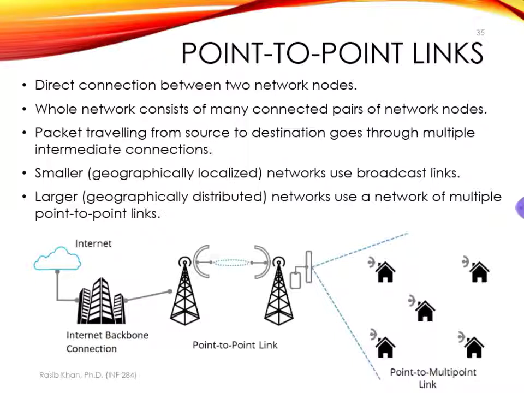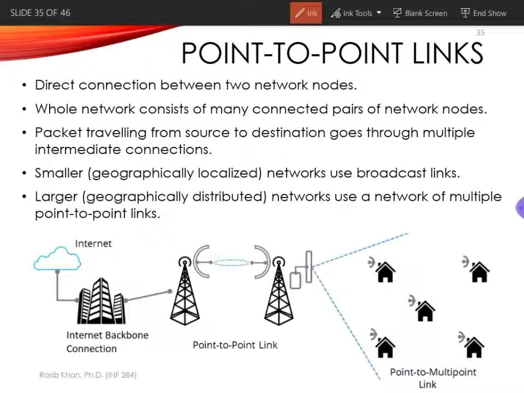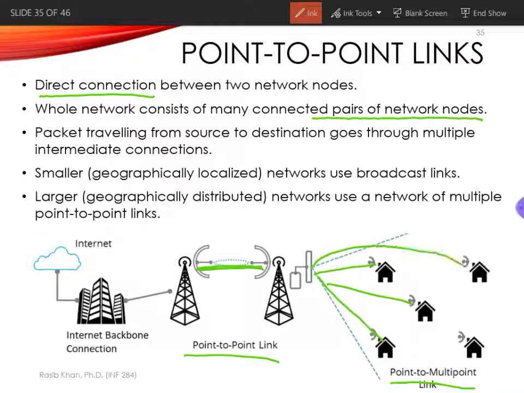On the other hand, point-to-point links are basically direct connections between two network nodes. It could be one-to-one or one-to-many. As you can see here, point-to-point or point-to-multipoint. In both these cases, they are direct connections. So the whole network consists of many connected pairs of network nodes. As you can see here, this is one connection, but these are multiple connections, all of which are individual point-to-point links.